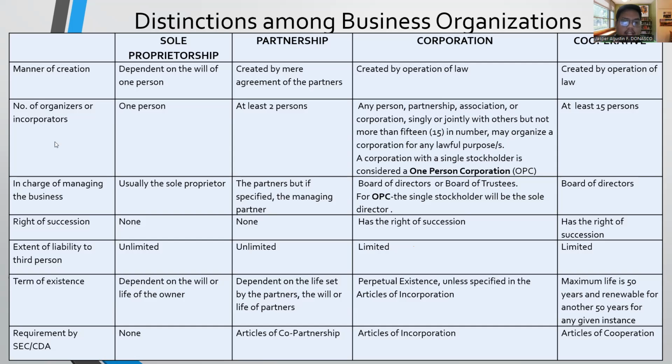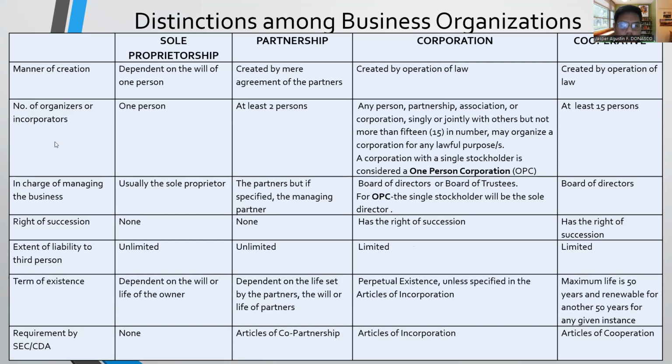So, number of organizers and incorporators. For sole proprietorship, I only need one. For partnership, at least two. So meaning it is not only limited to two persons. It just needs a minimum of two persons to set up a partnership. A corporation: any person, partnership, association, or corporation, singly or jointly with others but not more than 15 in number, may organize a corporation for any lawful purpose.